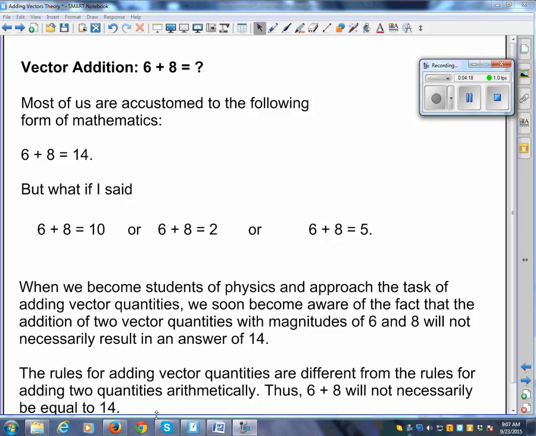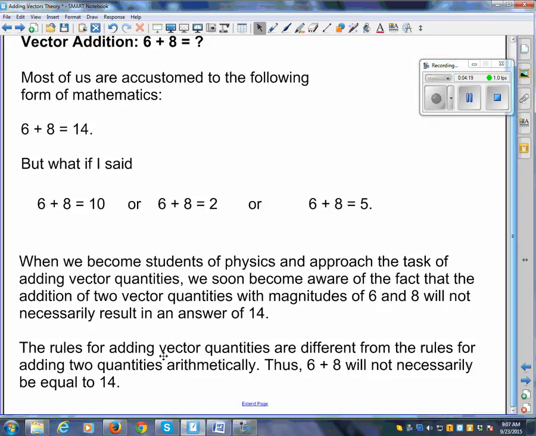6 plus 8 will not necessarily be equal to 14 because you have to account for the direction. You have to account for the direction. And you'll remember when you did the pirate treasure map, right? You accounted for the direction. You had the protractors out.